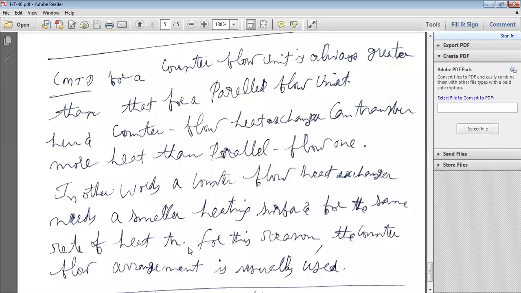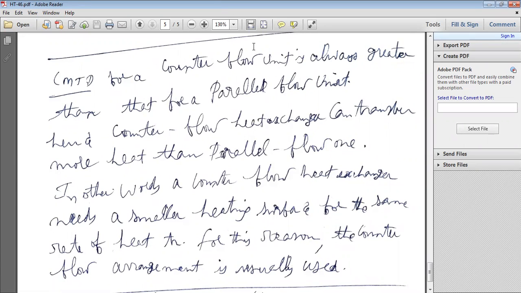For the same rate of heat transfer, the counterflow heat exchanger is better than the parallel flow heat exchanger. For this reason, the counterflow arrangement is usually used. Nowadays everybody uses counterflow heat exchangers because smaller surface areas are required. Then construction cost or cost of manufacturing decreases, and at the same time there is a higher heat transfer rate.